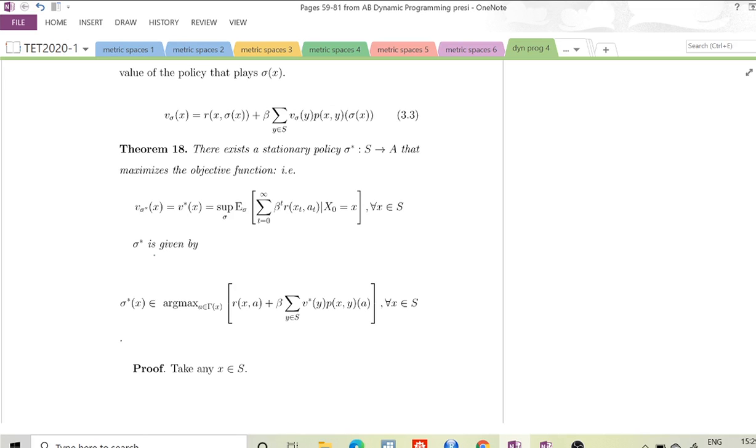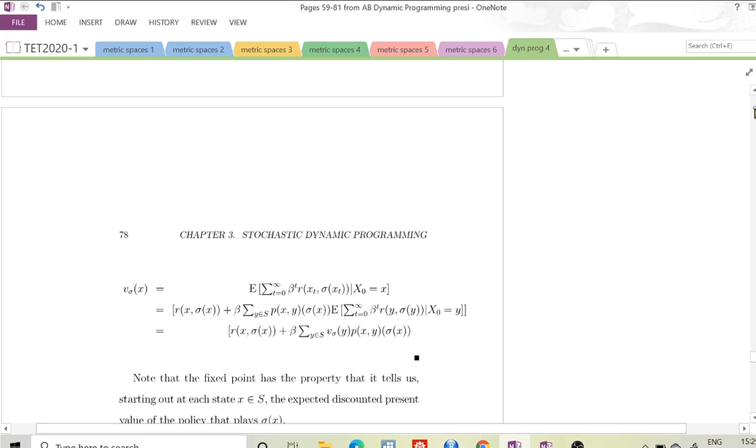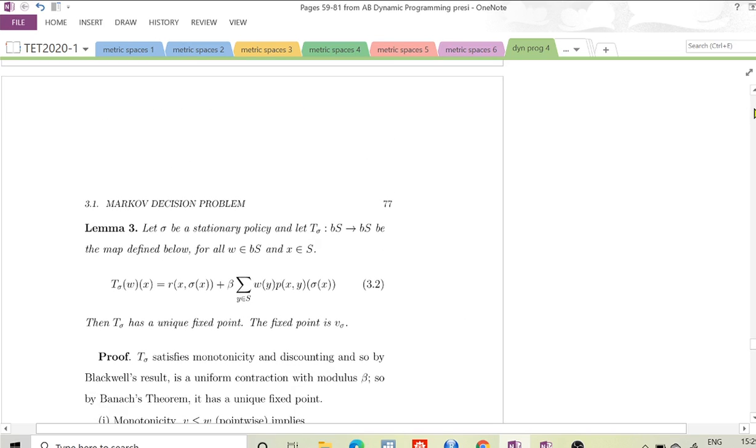And what is this sigma star? It's given by the following, that for every X, sigma star of X is the maximizer of the right-hand side of Bellman's equation. Okay? So here is the indirect way in which we will show it.